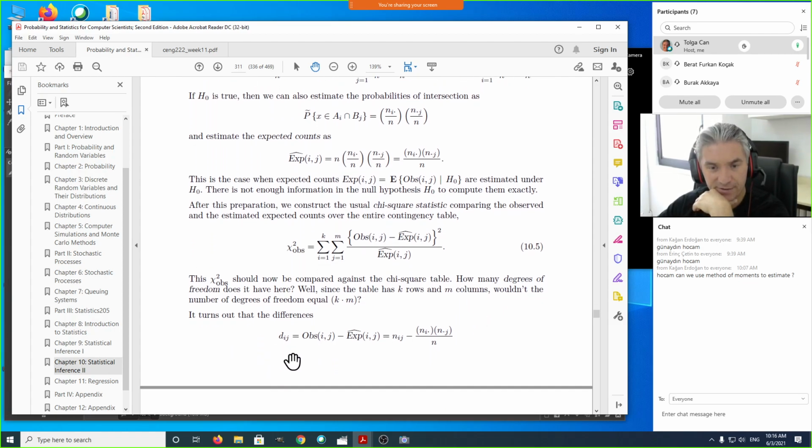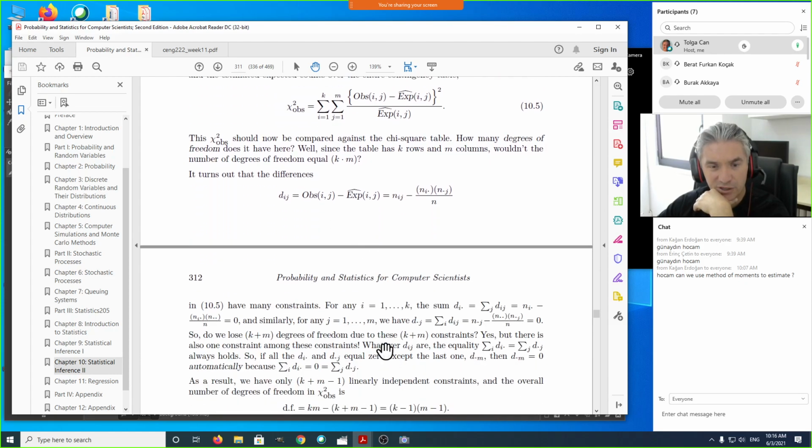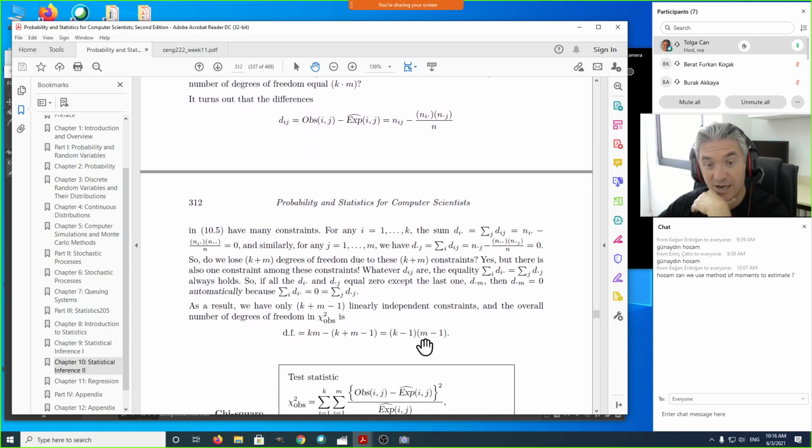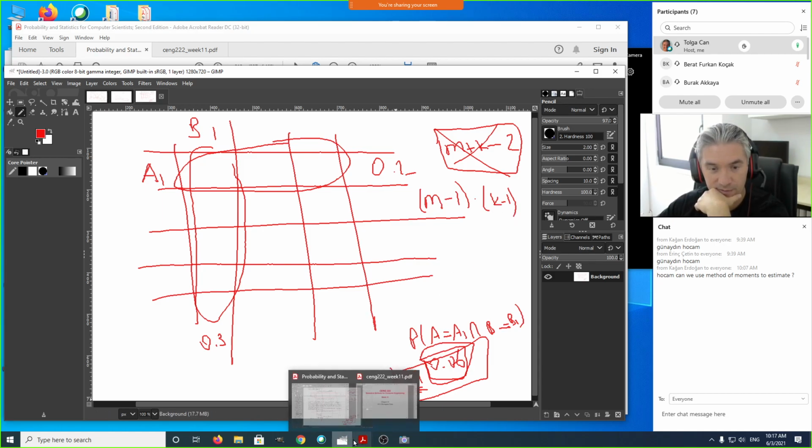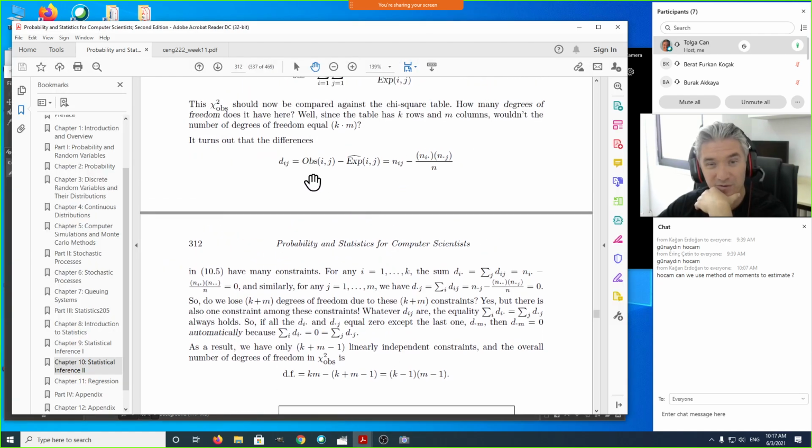And the degree of freedom here becomes k minus 1 times m minus 1. Actually, I wrote it incorrectly, I wrote plus, right? So that's not true. It's going to be m minus 1 multiplied by k minus 1, because the number of cells here is m times k. Let's get back to here, how it's computed.